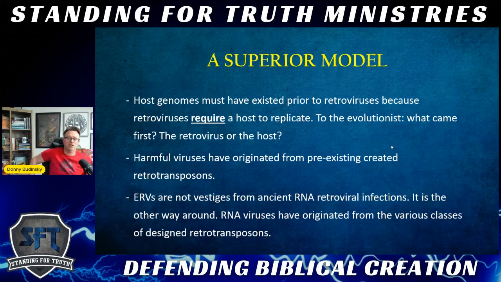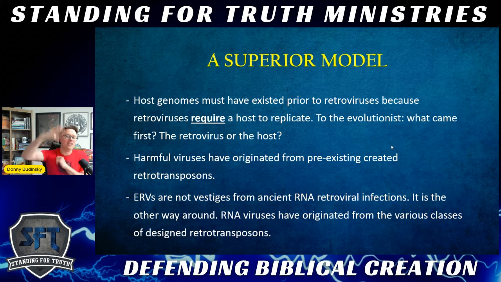ERVs are not vestiges or leftover remnants from ancient RNA retroviral infections. It is the other way around. RNA viruses have originated from the various classes of designed retrotransposons. You might be asking yourself, well, wait a minute. The designed ERVs, one of their functions is acting as antiviral protectors. They're like the antivirus programs in our computers. They are protecting us from harmful viruses. And this is great evidence for forward thinking, which points us back to the forward thinker.